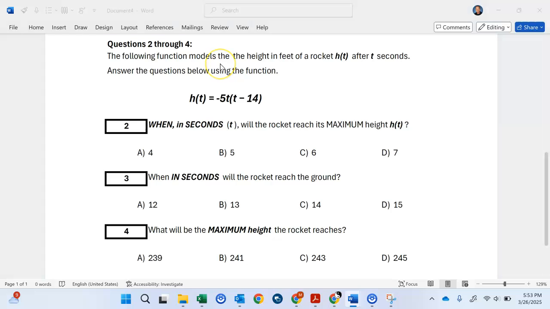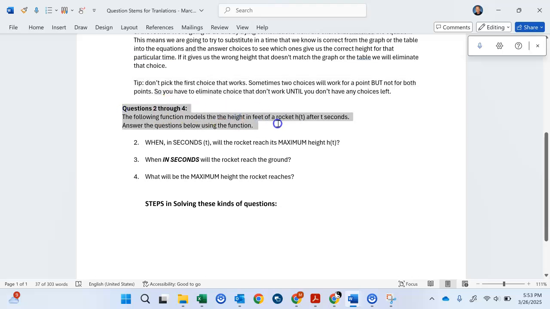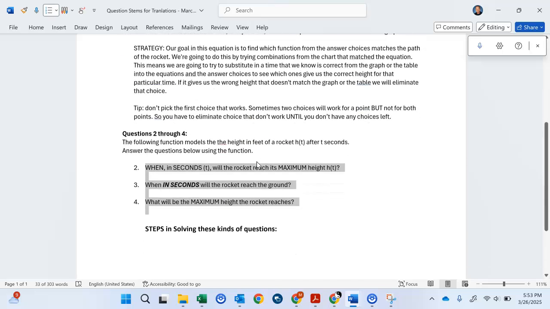I want you to go over and read this one here. Please translate this, okay? And then these are the questions that we're going to be answering, so make sure that you translate those also, okay?